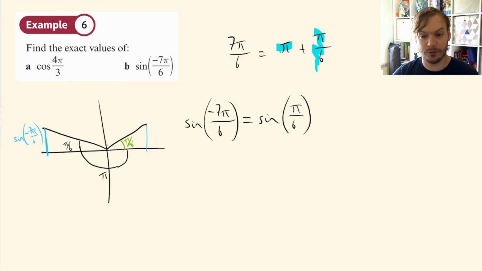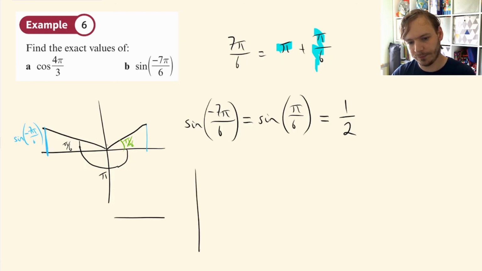And the final thing to do is work out what this is. Pi over 6 is one of our standard values. In degrees, that's the same as 30. Sine of 30, same as sine of pi over 6, is just 1/2. So sine of negative 7 pi over 6 is 1/2.